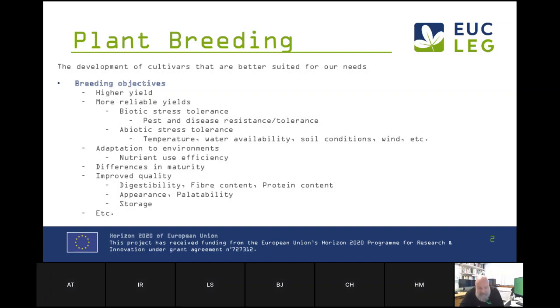We're breeding for differences in maturity and dormancy. For example, soybean is not grown to any great extent in the UK. Even triple zero maturity groups fail to mature in time to be harvested in the UK. So getting faster maturing varieties would be a major step forward with this. We also breed for quality, which covers a huge range of traits, and I'll go into that in some detail later.